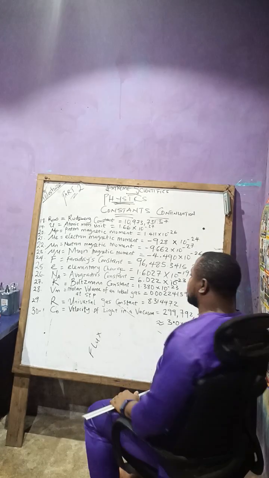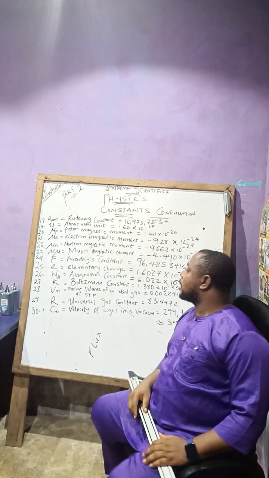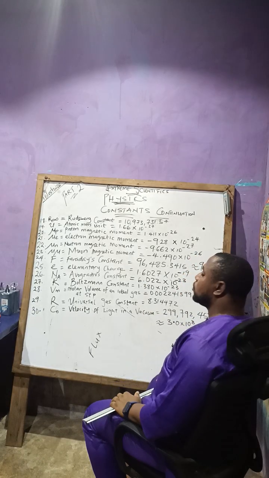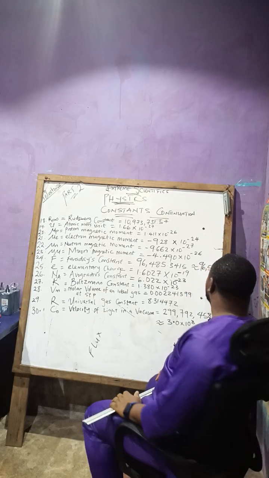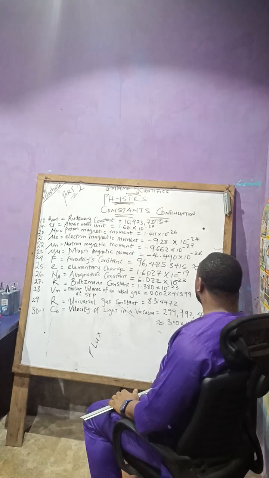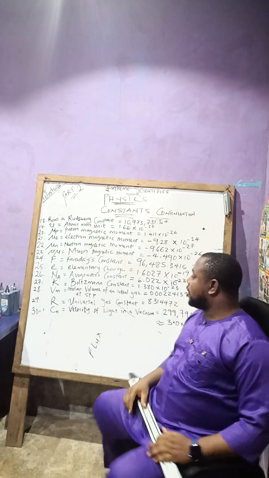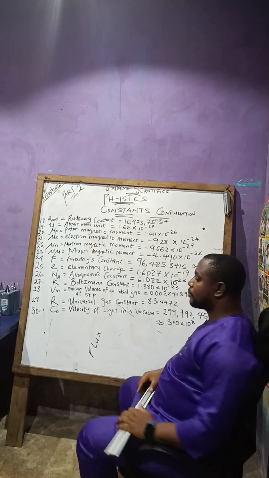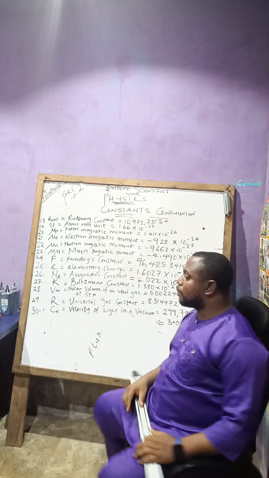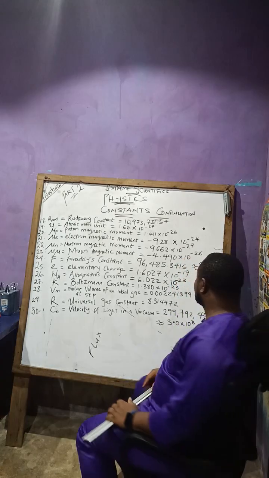Uppercase NA, Avogadro's constant, 6.022 times 10 to the power minus 23.